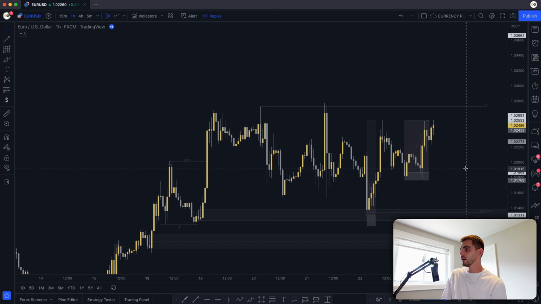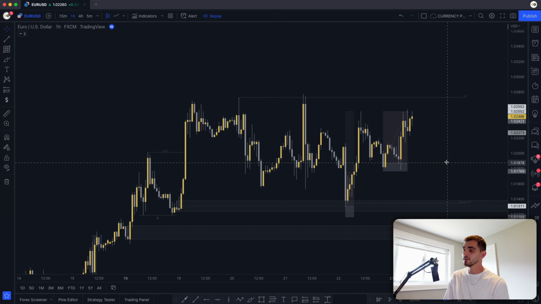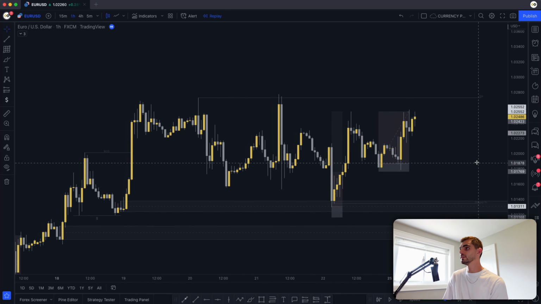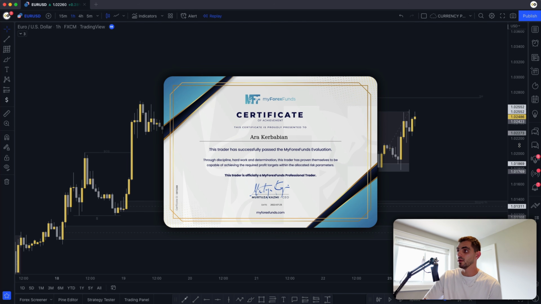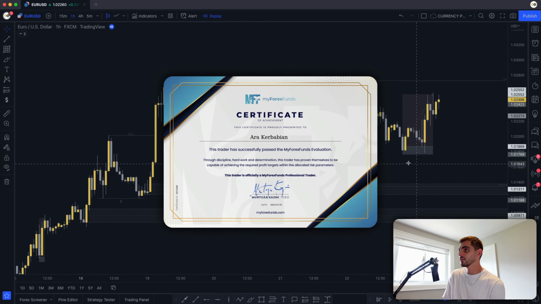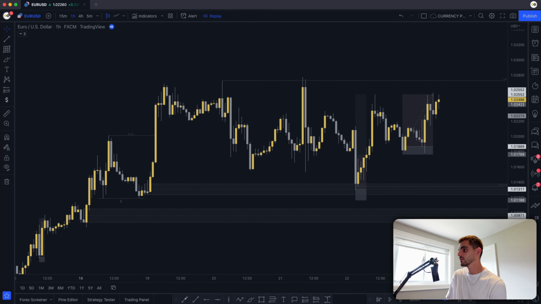Each phase of the My Forex Funds evaluation was passed in 2 trades. AUDUSD and EURUSD on the first phase, where the profit target was 8%, which represents about $16,000 US. And phase 2 was passed in 2 trades as well, just on EURUSD. And the profit target for that was, I believe, 5%, so 10,000 USD. Yeah, so those are the trades that were responsible. This was my basic thought process behind all of the trades that I took.